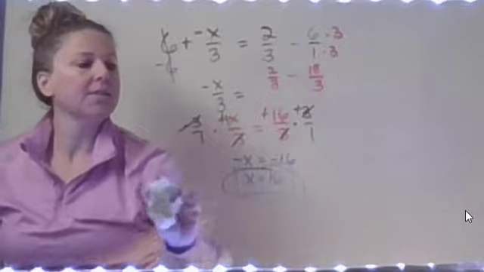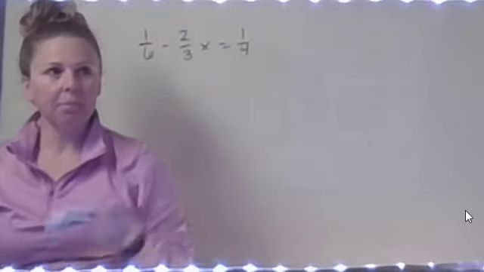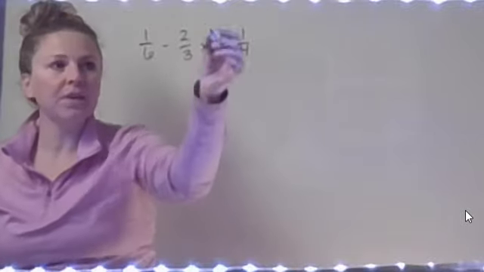1/6 minus 2/3 x equals 1/4. So the very first step, to get the x alone, we're going to move the numbers together.